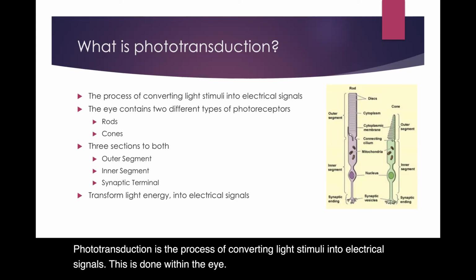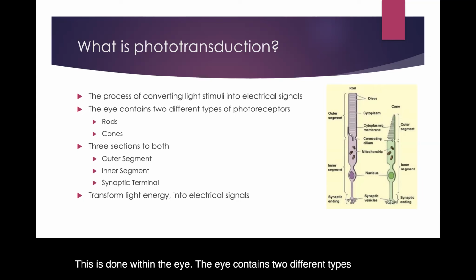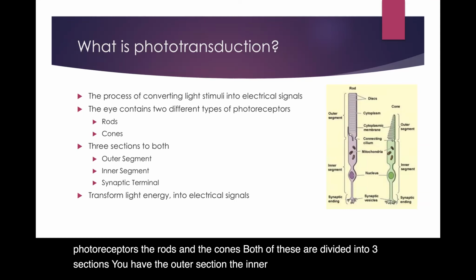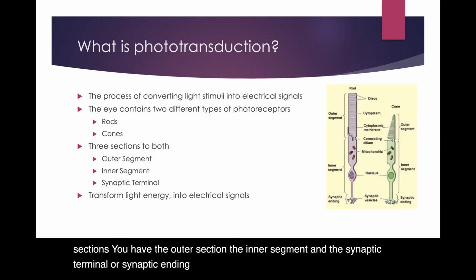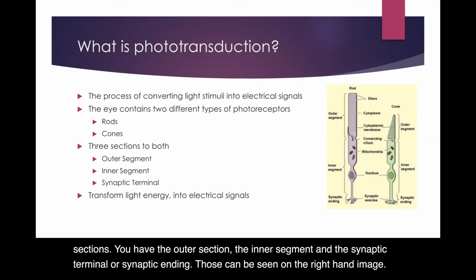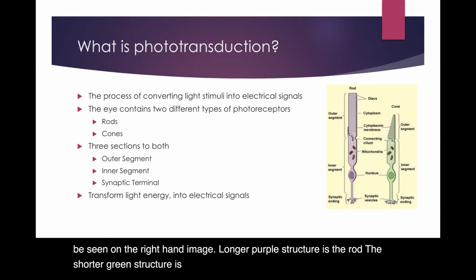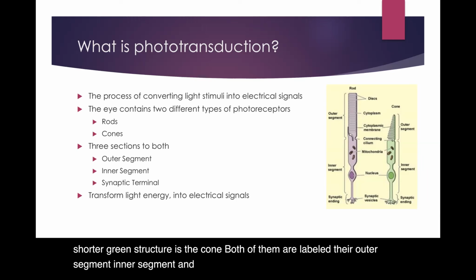The eye contains two different types of photoreceptors, the rods and the cones. Both of these are divided into three sections. You have the outer segment, the inner segment, and the synaptic terminal or synaptic ending. Those can be seen on the right-hand image. The longer purple structure is the rod. The shorter green structure is the cone. Both of them are labeled with their outer segment, inner segment, and synaptic ending.